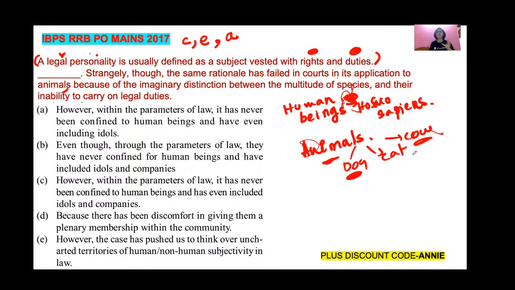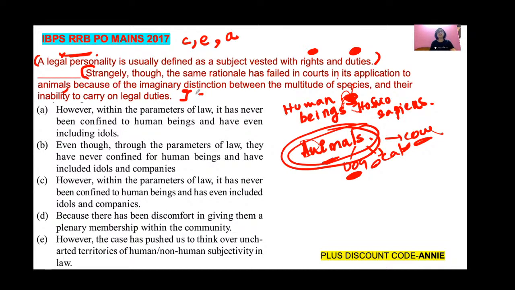So it is very difficult to distinguish between these species because there are many species, and also these species cannot perform any legal duty. They cannot perform any legal responsibility. That's why we are not giving the status of legal personality to these animals. This is what the second part is saying. Okay, fine. I hope it is clear what the second part is saying.